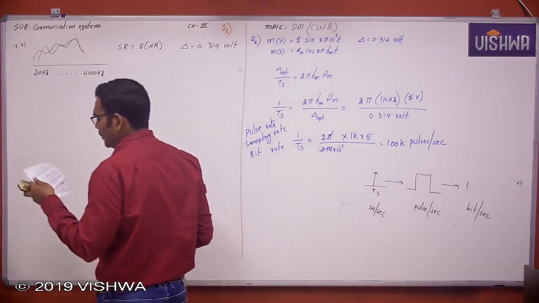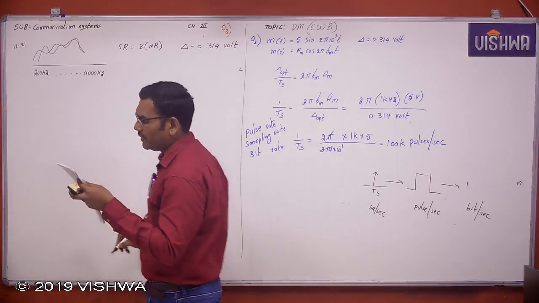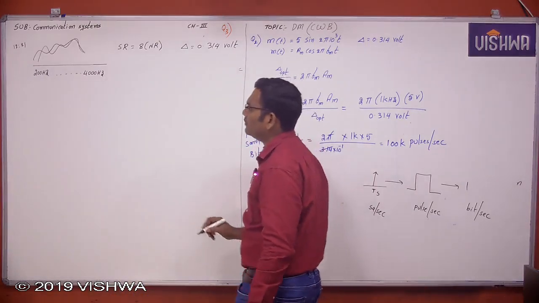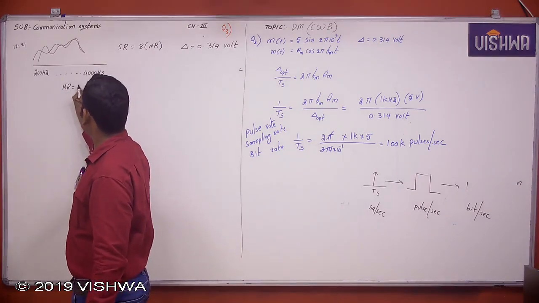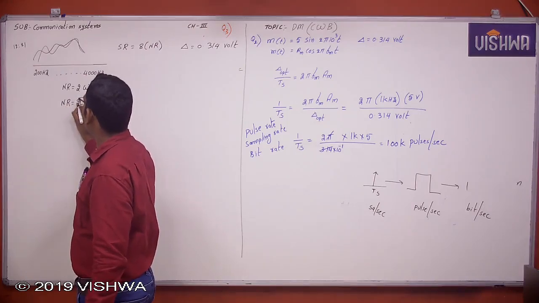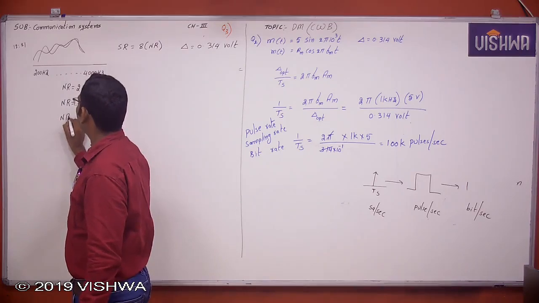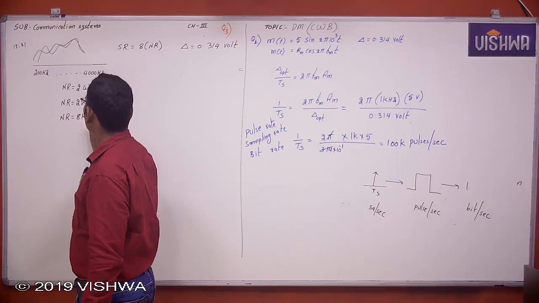Determine the peak amplitude of the message signal which will prevent the distortion at a frequency of 800 Hz. Okay, now first we will do: what is the Nyquist rate? The minimum sampling rate, which is called the Nyquist rate, is equal to 2 into omega, which is 4 kilo. Therefore, the Nyquist rate is equal to 8 kilo samples per second.